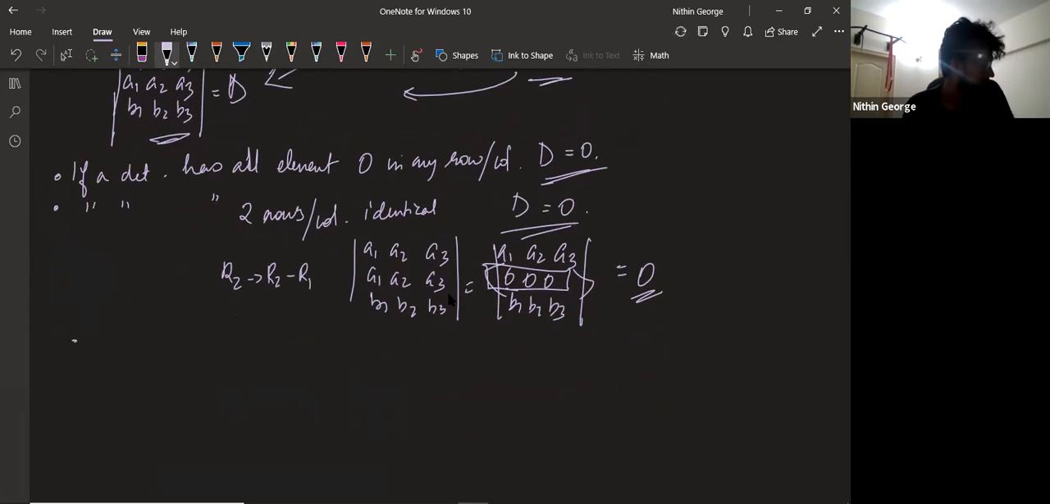Then the next property I want you to write down. If all elements of a row are multiplied by the same number k, then the determinant becomes k into the previous determinant. If you multiply k into a particular row or a column, the determinant becomes k into the previous determinant.